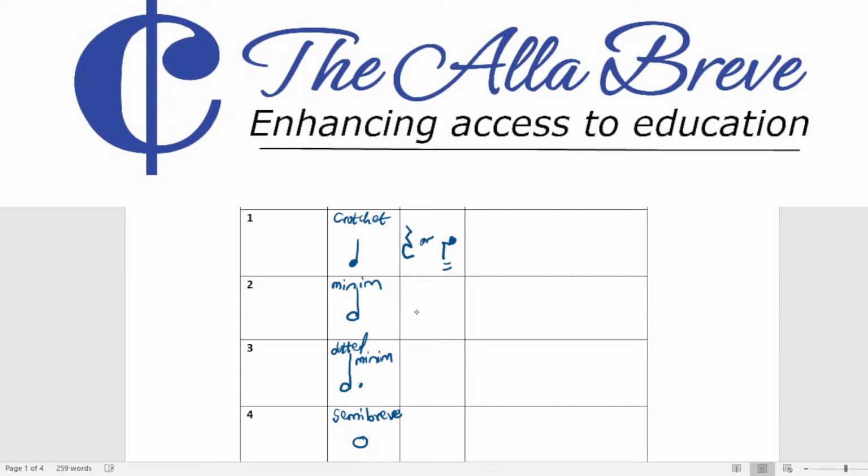Second one, we have the one that has two beats. There's a minim. A minim rest looks like a hat that is facing down. You can think of the cowboy hat. When you remove it and place it on the table, this is how it will look. And therefore, a dotted minim rest will be a minim rest but accompanied with a dot.